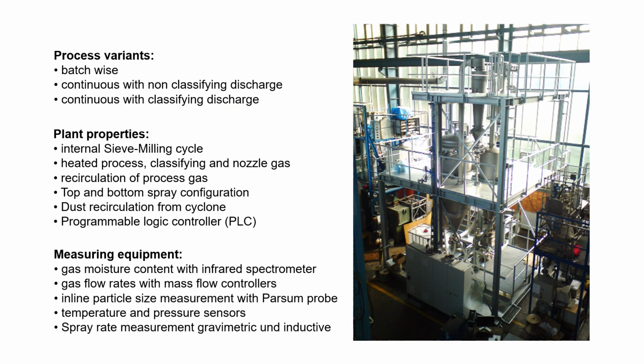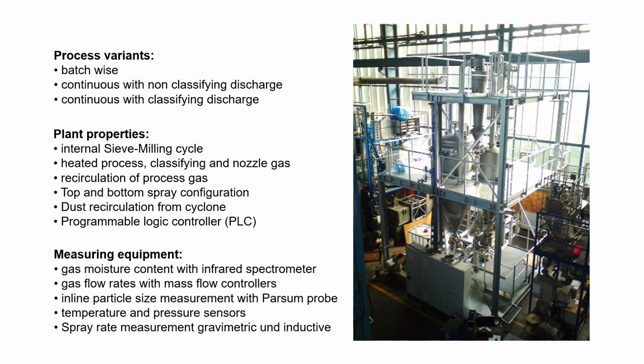So what are the process variants that we can realize with our equipment? We can use it in batch mode and in continuous mode, where we can use a non-classifying discharge, or as I already explained, we can also use a classifying discharge. What else do we have on our equipment? We have an internal sieve milling cycle. We can heat up the process gas as well as the classifying and the nozzle gas.